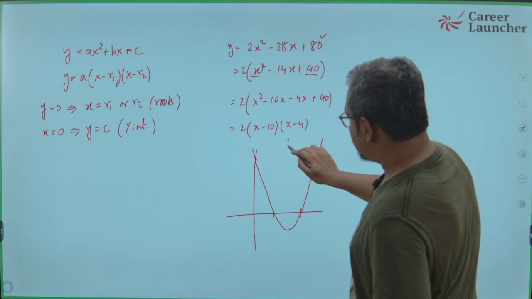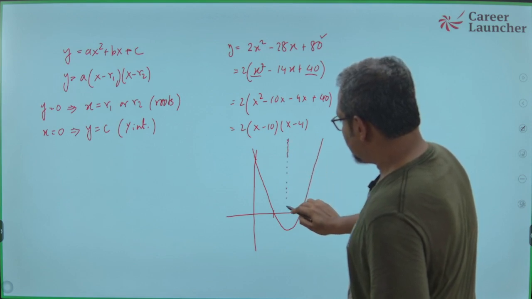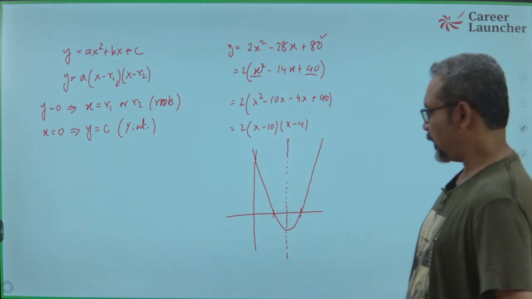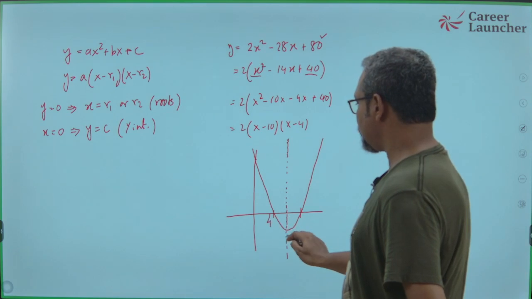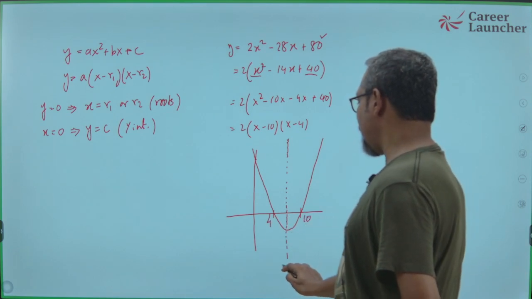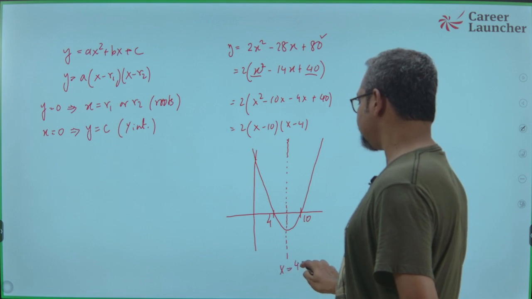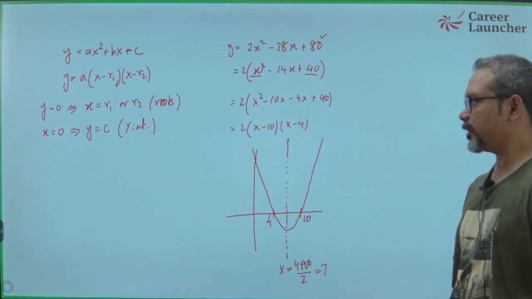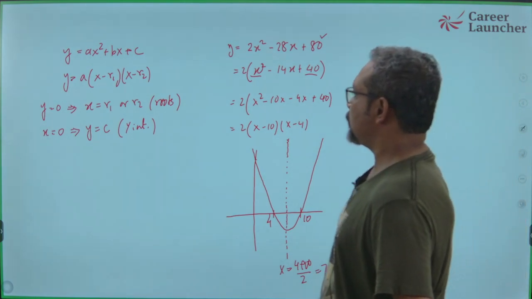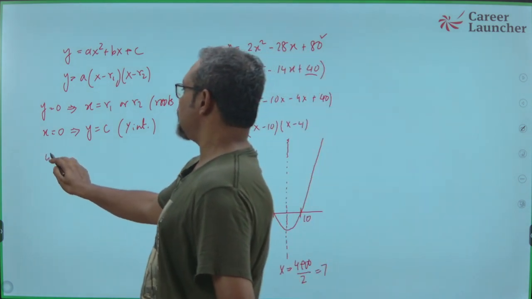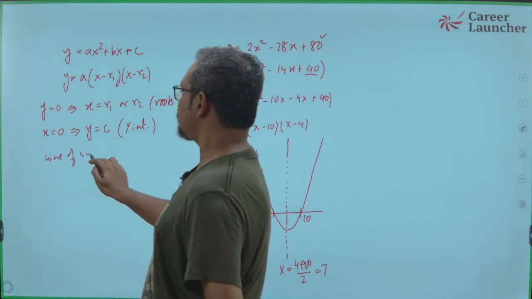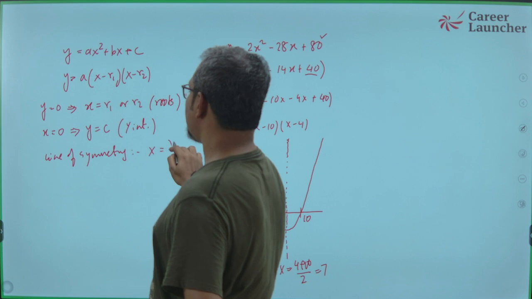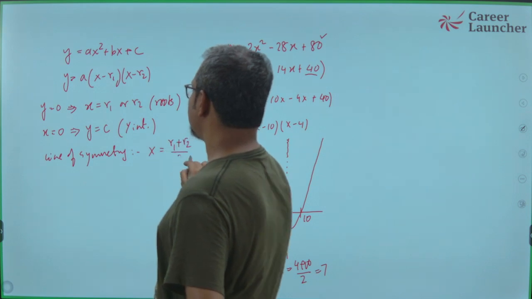Observe that there is a line of symmetry. Where is that line? Passing through, this is 4, that's 10. So the average of those two, right? So the line of symmetry passes through x equal to 7. So in this way, the line of symmetry equation would be x equal to r1 plus r2 by 2. Okay.